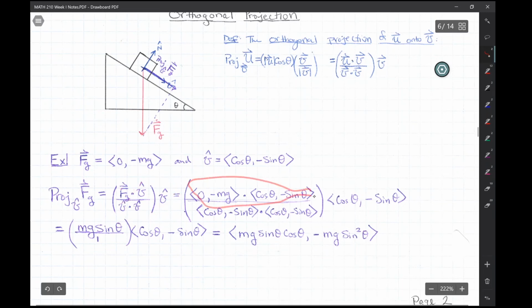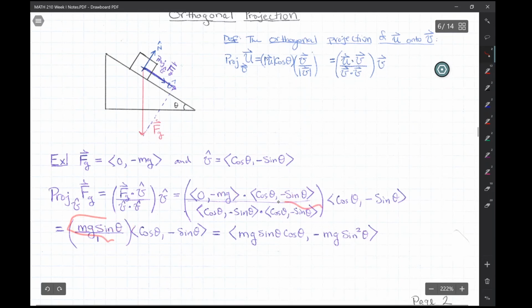So let's find the dot product of these two. Well, this is going to give you 0 times cosine theta, which is just 0, plus negative mg times negative sine theta. Well, that's going to give you a total of mg sine theta. That's where you're getting this top thing over there.